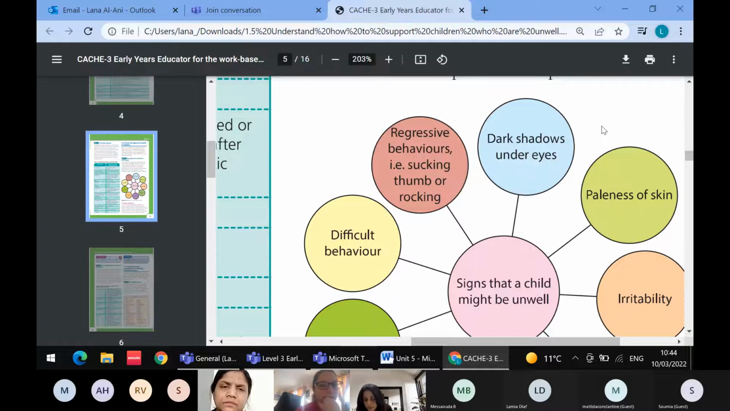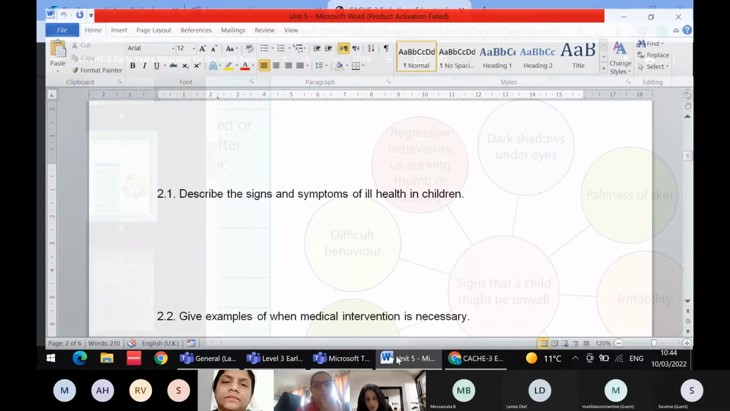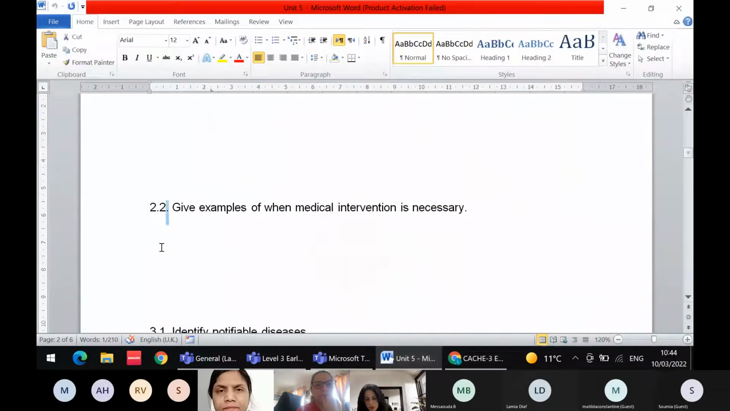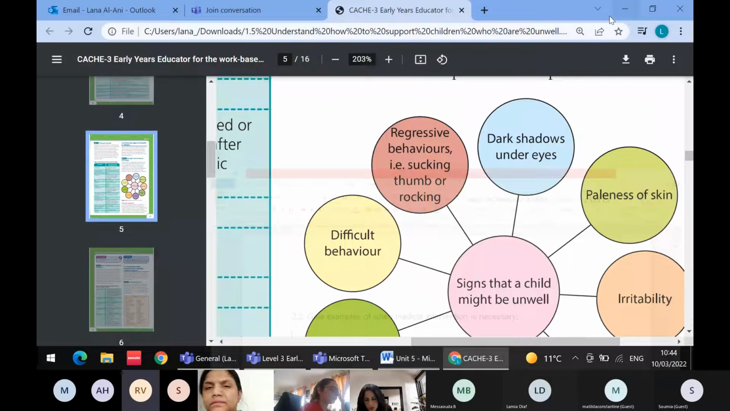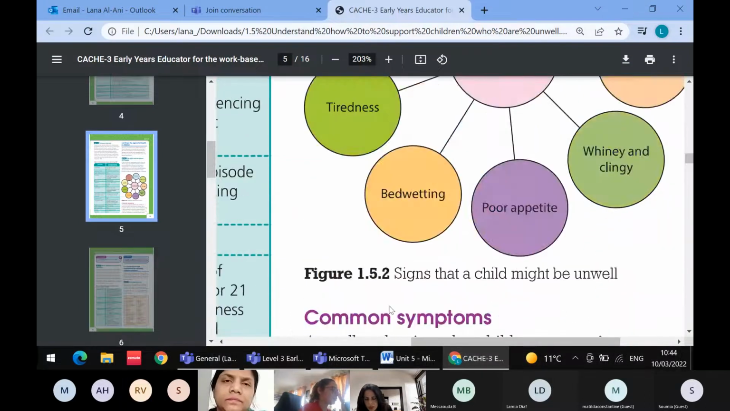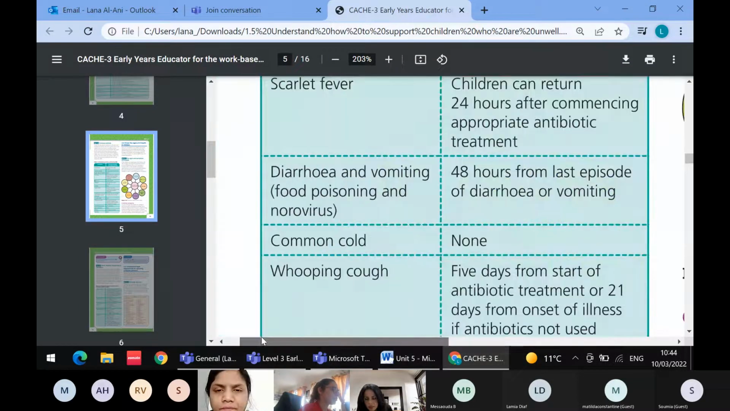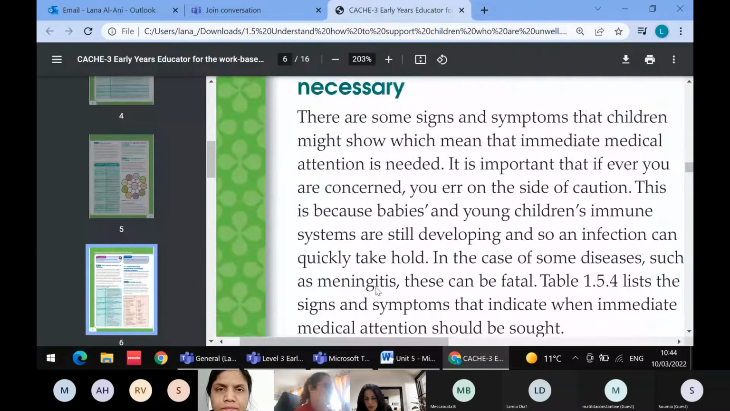Is this clear? Yes. Excellent. Thank you. So now give examples. That's question 2.2. Give examples when medical intervention is necessary. So when are you going to call the doctor or maybe call the ambulance? When do you think it's important to call the ambulance or the doctor?